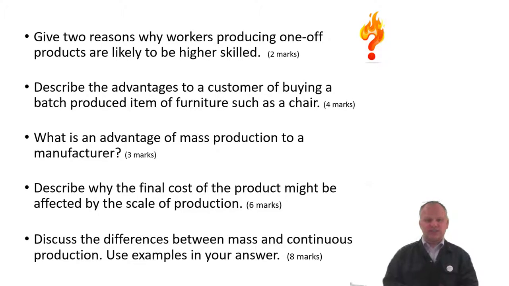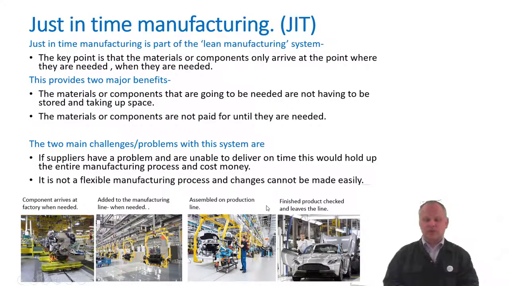I've put some questions here that we'll come back to in a minute. I'm going to just jump forward to one other thing, which is not a scale of production, it's a lean manufacturing technique. Right, just-in-time manufacturing. This is related to scales of production. Just-in-time manufacturing is about minimizing waste, wasted time, minimizing waste of materials, and reducing errors.